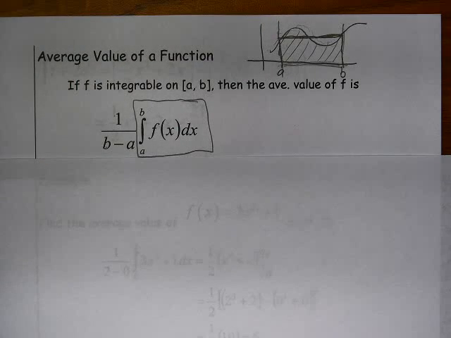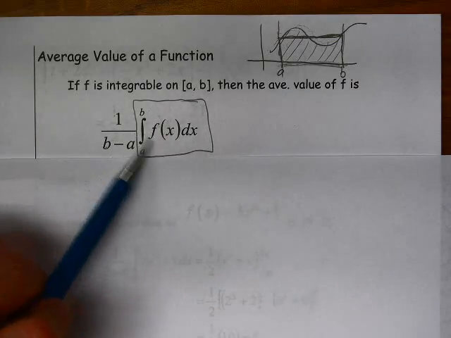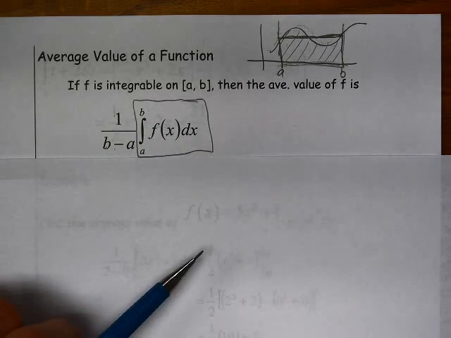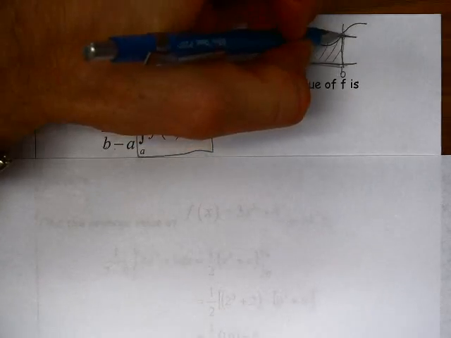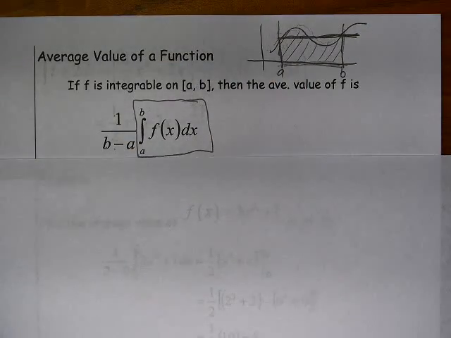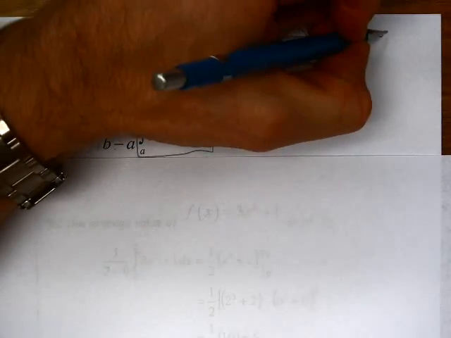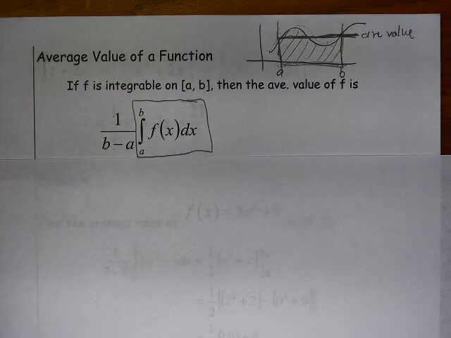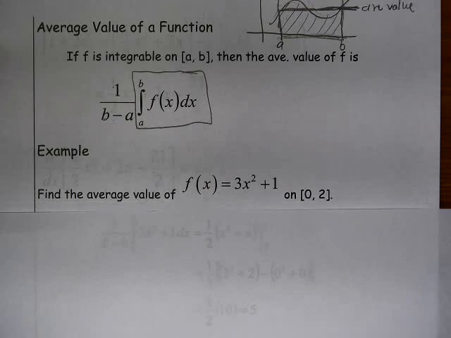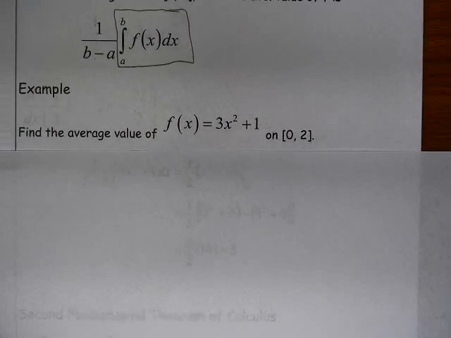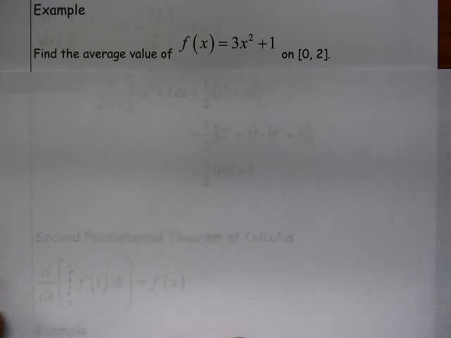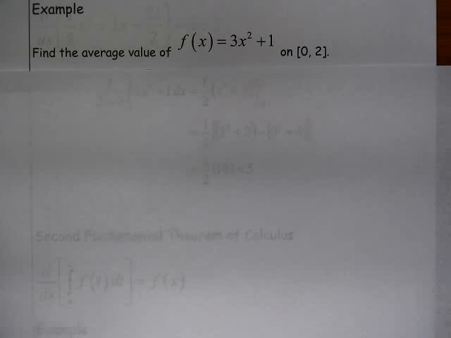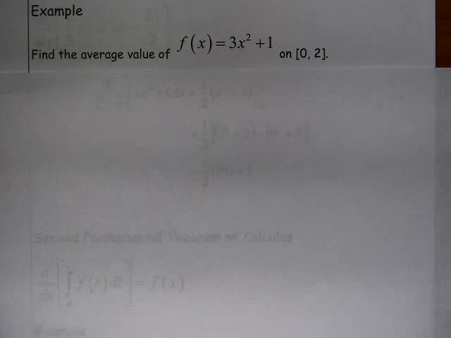So we can find the average height by taking the area and dividing by the width, and it will give us this average value there. The average value or the average height are the same thing if we look at them on a graph. All right? So here's the example. We want to find the average value of this function, f of x, it's 3x squared plus 1 on the interval from 0 to 2.